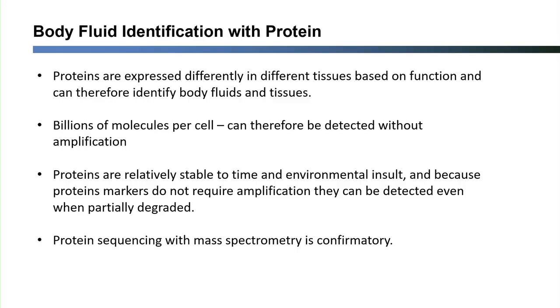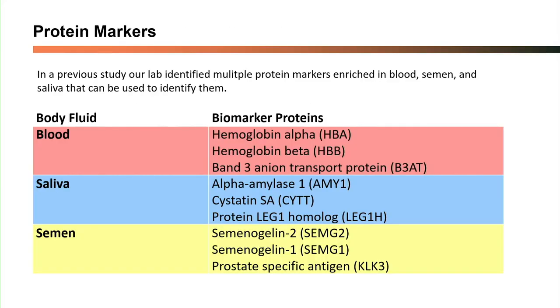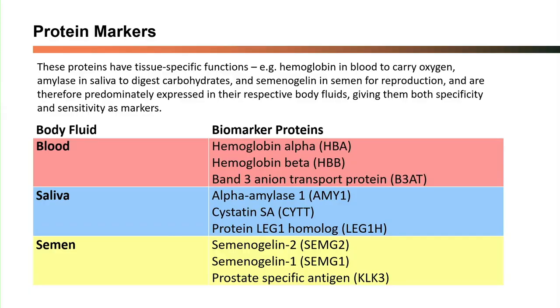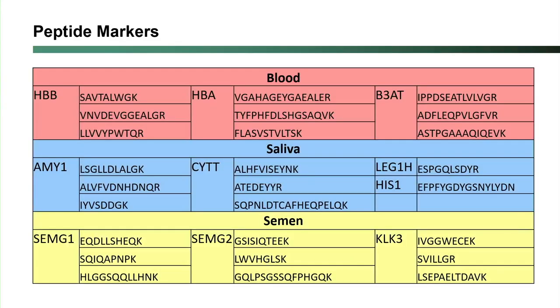We're measuring those proteins directly with the mass spec. These are the specific proteins we're looking for identifying blood, semen, and saliva. These proteins have tissue-specific functions in blood, semen, and saliva, so they're present in high quantities, and they're also specific for those body fluids. These are the peptide markers that we're using to identify each of those proteins.